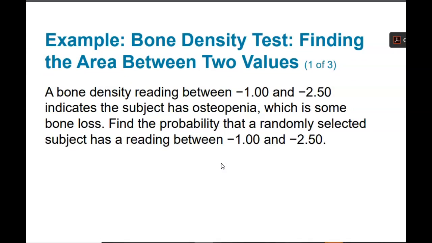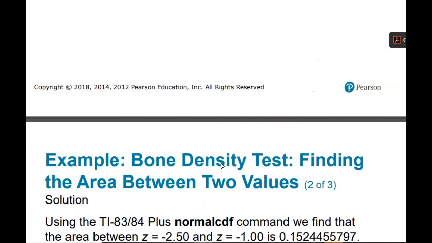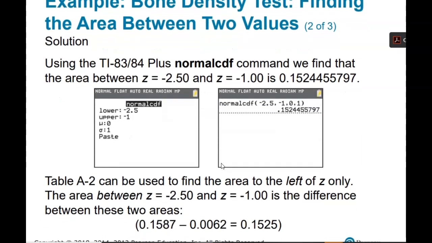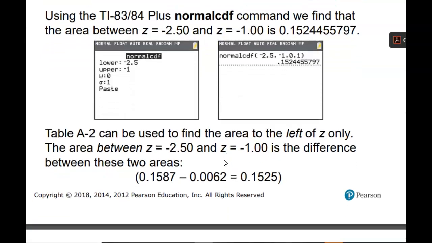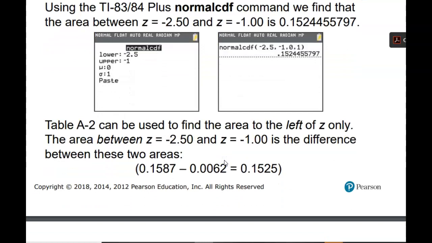So what if I want the probability of somebody having a z-score between -1 and -2.5? Now you have to remember that -2.5 is actually less than -1. So that'll be your lower reading, and the -1 will be your upper reading. Be careful of that with negative numbers. So again, normal CDF, I use the -2.5 for the lower, the -1 for the upper. If you get those switched, you're probably going to get an error message. 0 is the mean, 1 is the standard deviation. And I see there's a 15% possibility that your z-score is between those two.